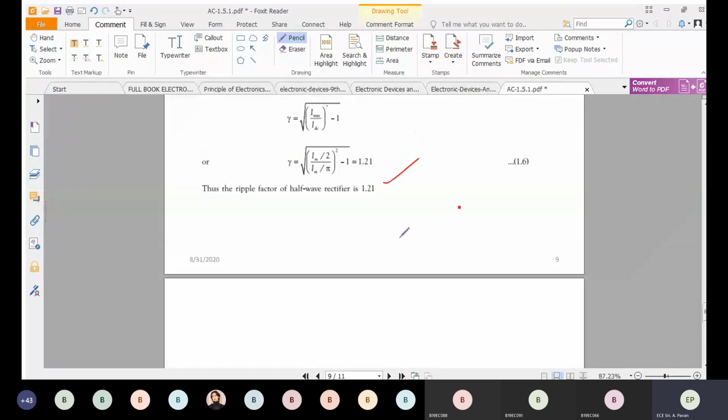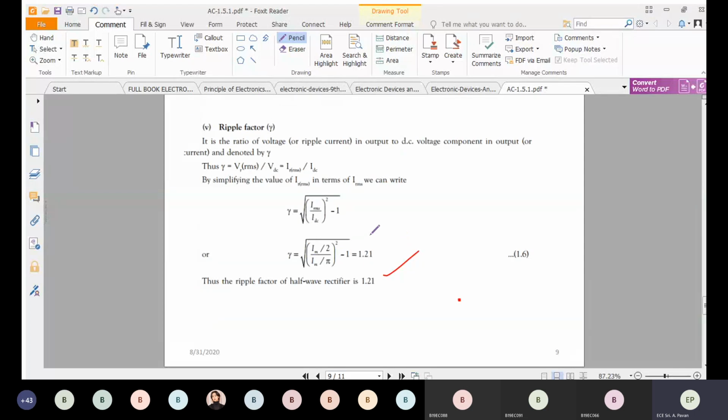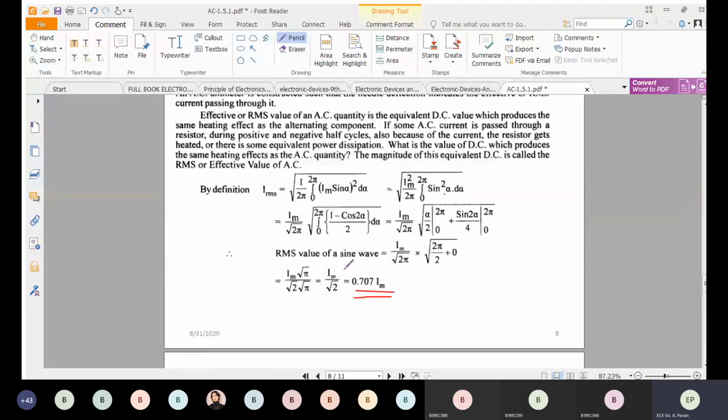We'll derive this equation in the coming class. I think it is clear up to this point. Is it okay? Except CR and CRC members, everyone can leave.